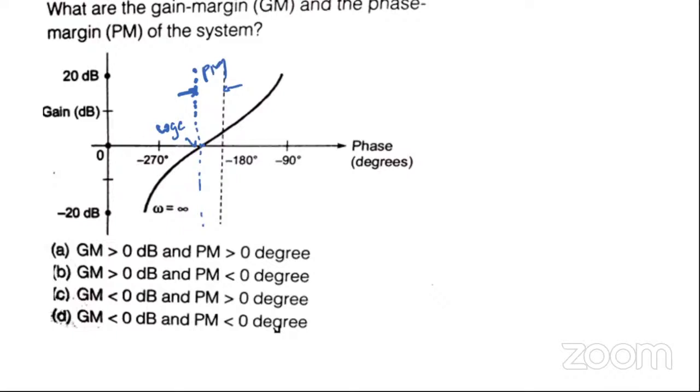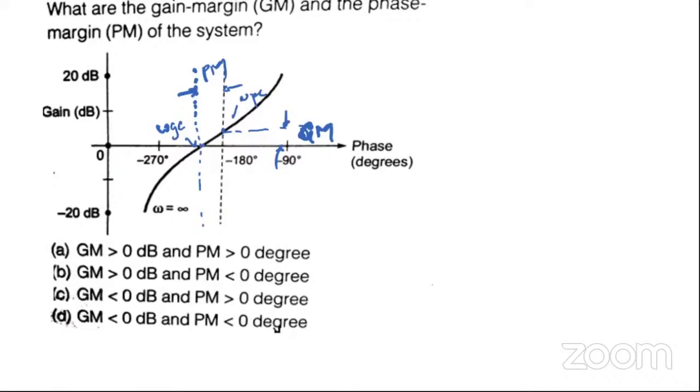Now here, this is omega PC. So from this one to here, this is what gain margin. What is this? This part here is what? It is gain margin, correct? Yes.